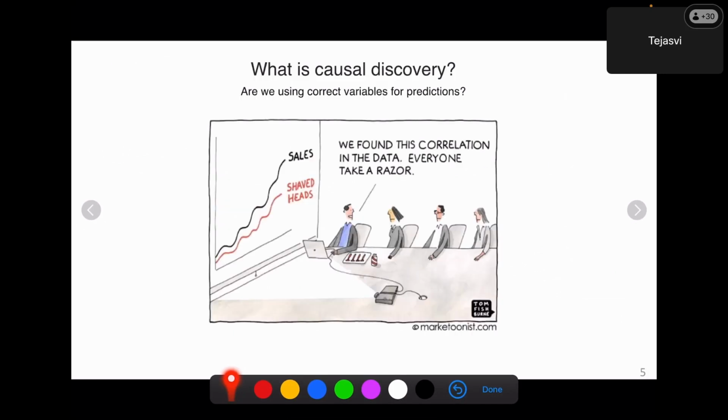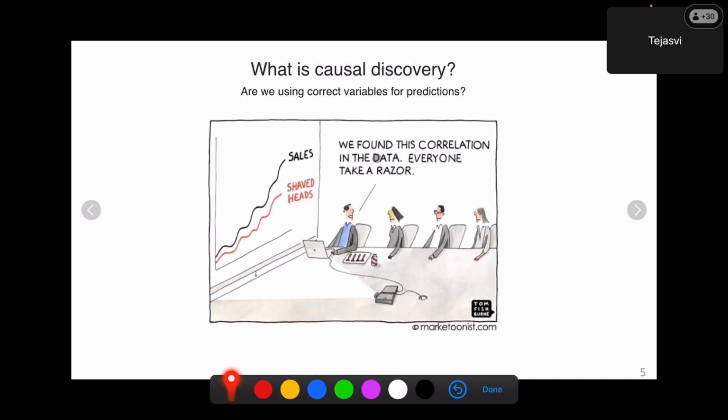So what is causal discovery all about? The whole idea of causal inference lies in the paradigm of prediction. When you want to predict something using statistical models, of course, you want to make sure that the variables that you are using are true predictors. So that's what causal discovery is all about. Are we using correct variables for predictions, or are we getting good predictions due to wrong variables? So that's the whole idea.